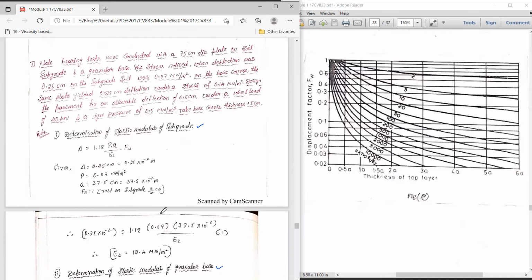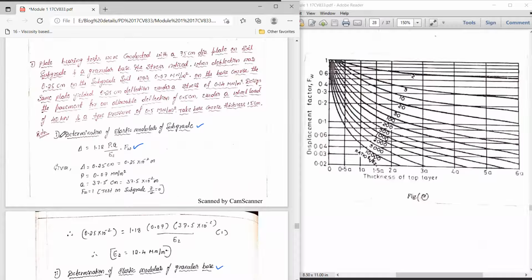As I already said, the first step is determination of elastic modulus of subgrade. That means here you need to find out Young's modulus of subgrade as a first step. In order to find that, we use the formula: deflection Δ = 1.18 P A / (E2 × FW). Here Δ stands for deflection, P stands for pressure, A stands for radius, E2 stands for Young's modulus of the subgrade layer, and FW stands for displacement factor.